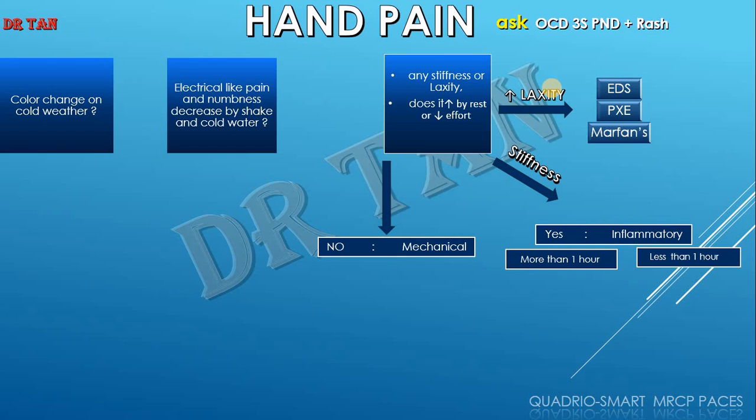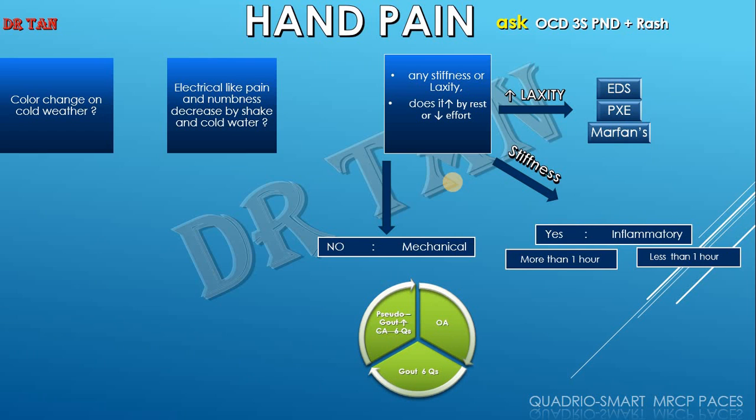When it is less than 1 hour, this will increase the possibility of the seronegative, and we will go through that. Okay. What about if there is no stiffness and the pain increasing during the day? Here I am talking about the mechanical. What should I know about the mechanical? In the mechanical, you will have a circle of three diseases.